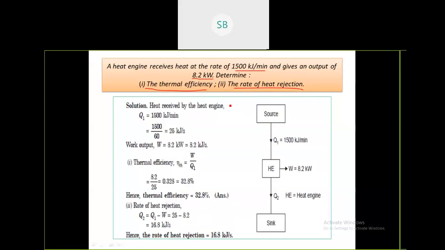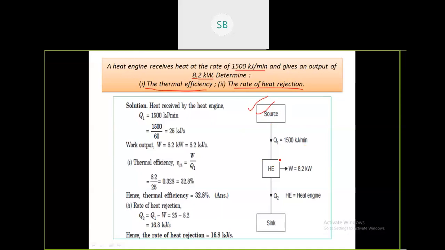Before solving any example related to the second law of thermodynamics, it is a very good habit to draw the diagram, so we can easily find the terms and other things. So we draw this diagram first. This is the heat engine. This is the source, because we take heat from the high temperature reservoir.